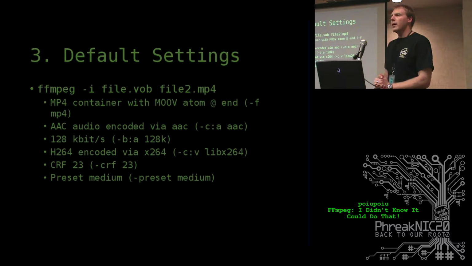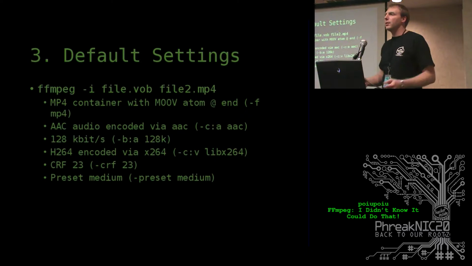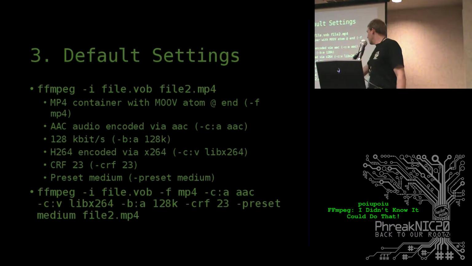So if you have an episode of a kid's show at CRF 22 versus an action movie at 22, same run length, they would have completely different bit rates. So it's an accurate way of saying, I want this quality, and I don't care what bit rate you get. So, and then preset medium. So really, all out, this is what this command looks like, all spelled out.